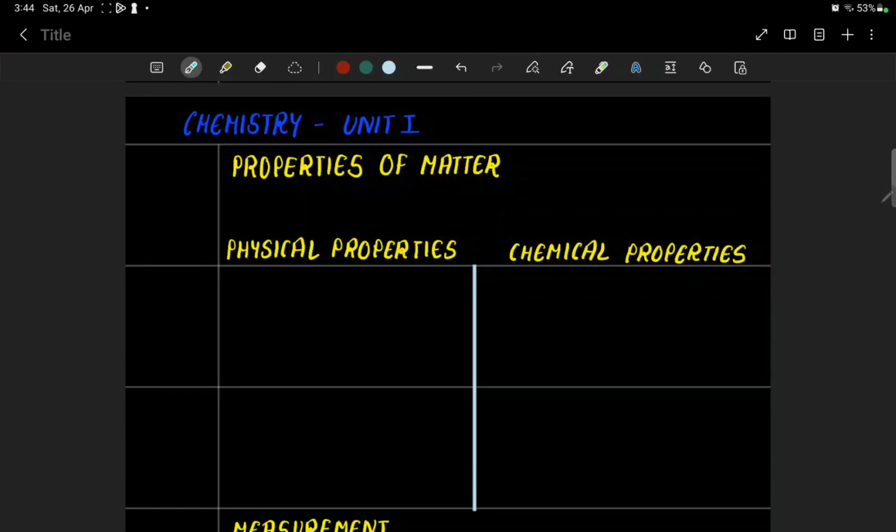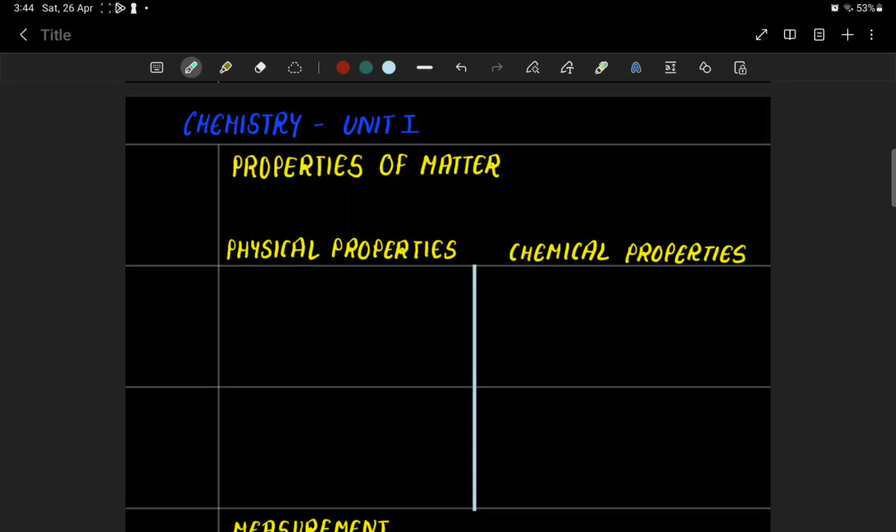Hello everyone, this is part 3 of chemistry. We're studying the first unit of class 11th. So, we have earlier studied about matter and the nature of matter. Right now, we're understanding the properties of matter.